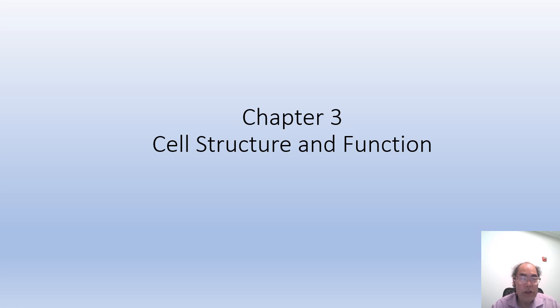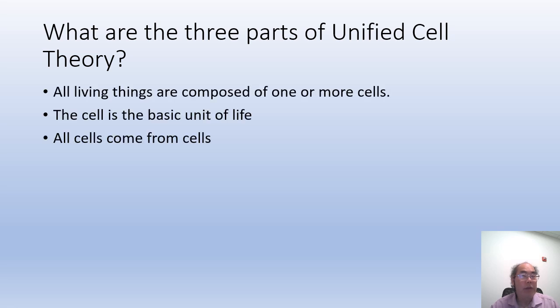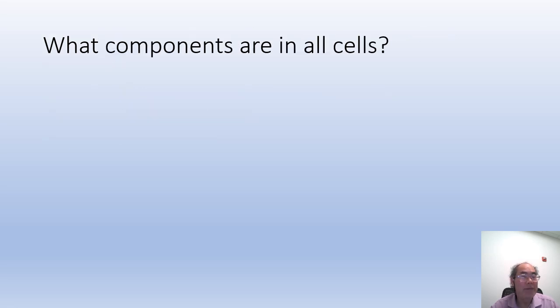Next, we'll go over Chapter 3, Cell Structure and Function. What are the 3 parts of the unified cell theory? Please answer. The three parts are all living things are composed of one or more cells. The cell is a basic unit of life, and all cells come from cells.